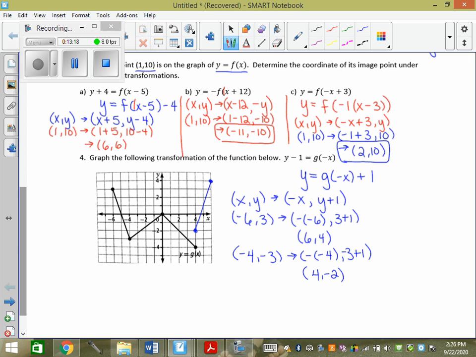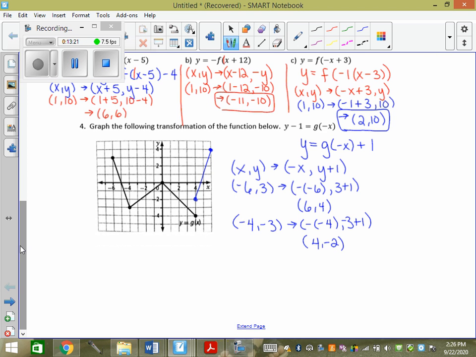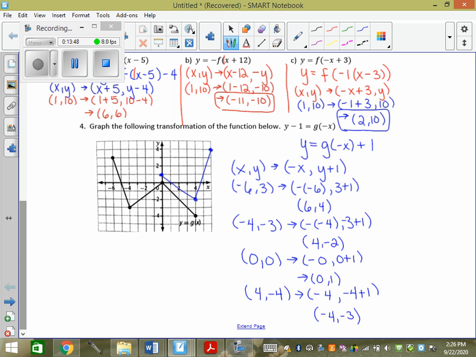So I don't connect them weird and wrong. Go to the next point, (0, 0). It becomes (negative 0, 0 plus 1). So I get (0, 1). Connect. And then I have (4, negative 4), which becomes (negative 4, negative 4 plus 1), which is (negative 4, negative 3). This point stayed the same.